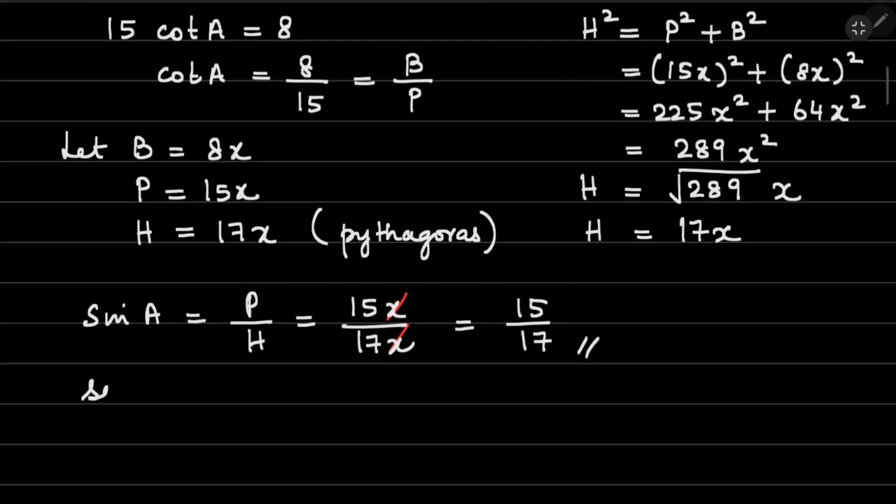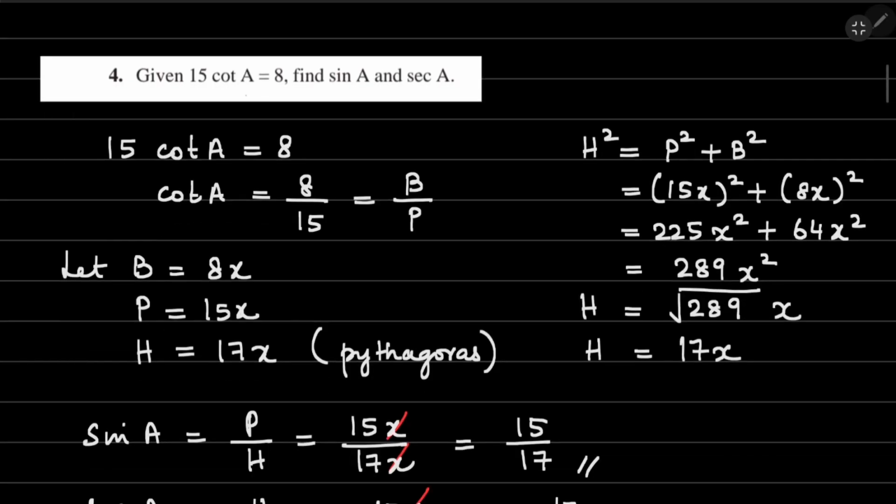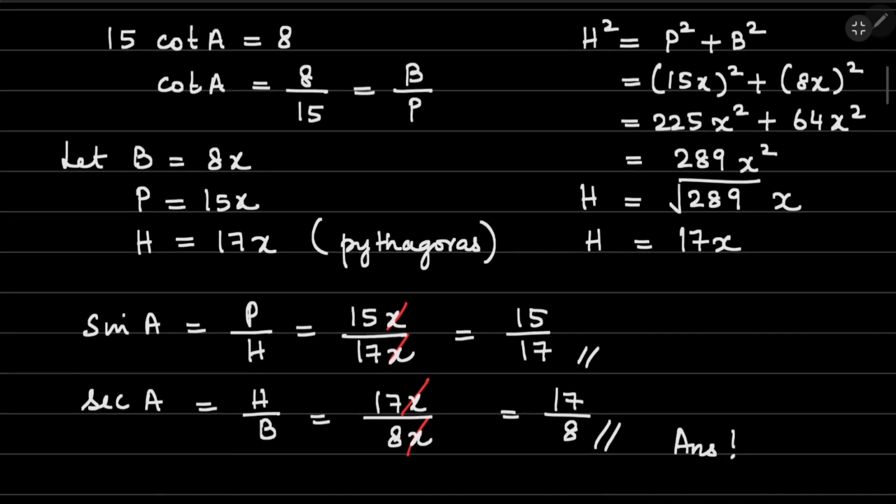What is secant A? Secant is nothing but the reciprocal of cos, so h by b. Hypotenuse is 17x, and your base is 8x. Again, x and x will get cancelled, and what remains is just 17 by 8. So these are the two values that you were asked. Let's move on to the next question.